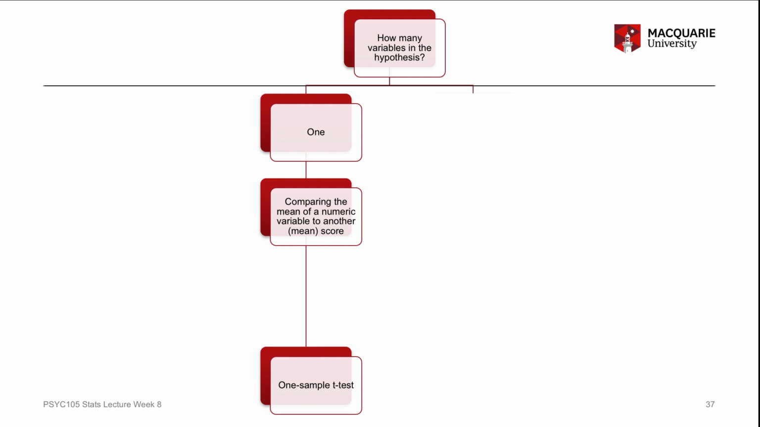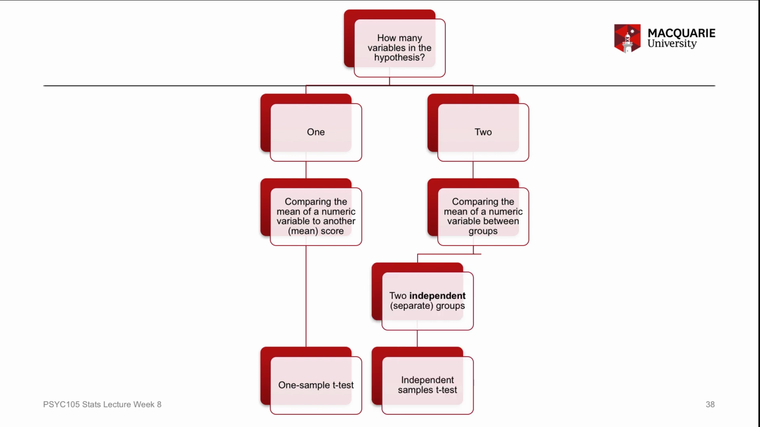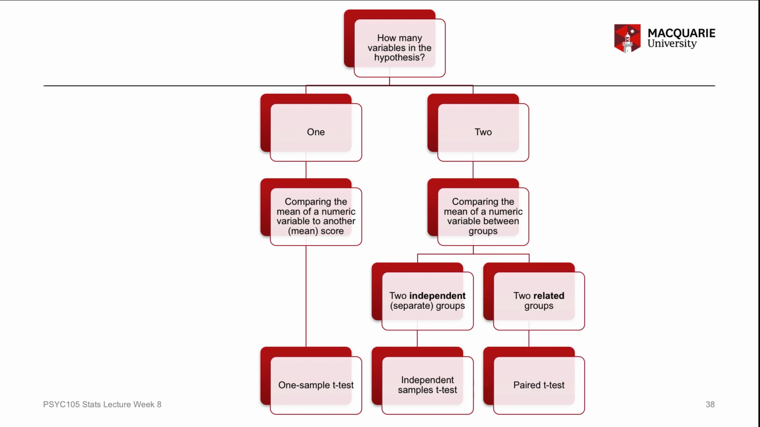If, on the other hand, you've got more than one variable in your hypothesis, if you've got 2 variables in your hypothesis, then the kind of thing you want to do is to compare the mean of a numeric variable between groups. So to compare the mean for one group with the mean of a different group to see if they're significantly different. And there are 2 ways you could go about doing that. You could have 2 independent groups, 2 separate groups, in which case you'd be looking at an independent samples t-test. Or you could have 2 related groups, in which case you could have a paired t-test.